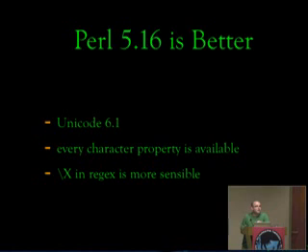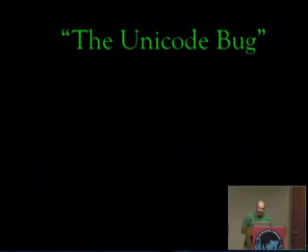Also, $X, if you have to deal with this: these are graphemes. It makes a lot more sense. Graphemes are composed characters. If you don't know what they are, you don't care. If you do know what they are, you're probably already smiling. The Unicode bug. The Unicode bug's a really nice bug.